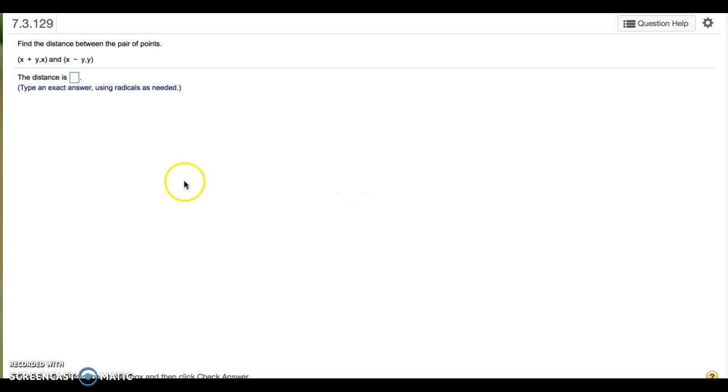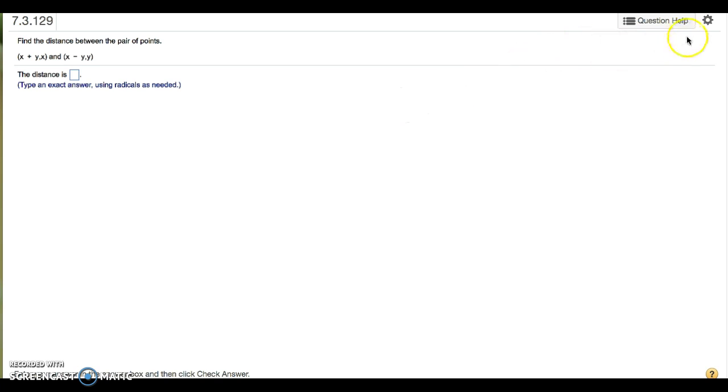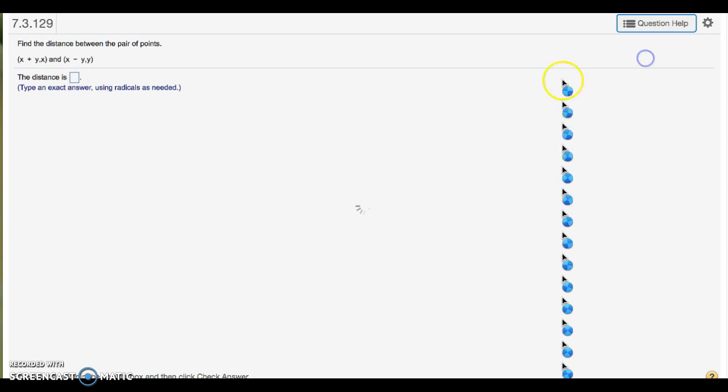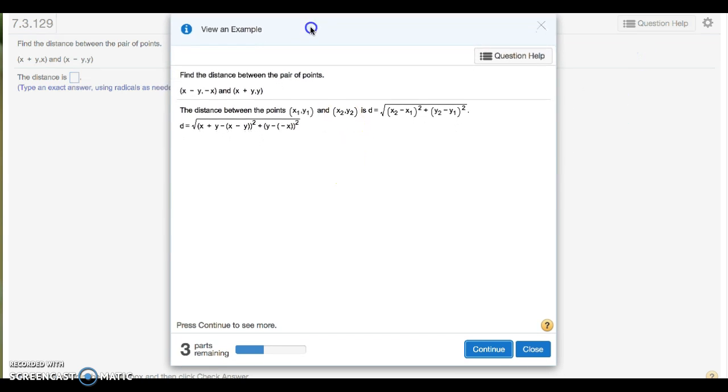7.3.129. This question is asking you to find the distance between 2 points, and in this specific problem, they gave you variables instead of simply numbers. So in this case, you're going to have to use the rule for the distance, and I'm going to show you the example on how they do it, and you'll be able to apply it to your specific coordinates.